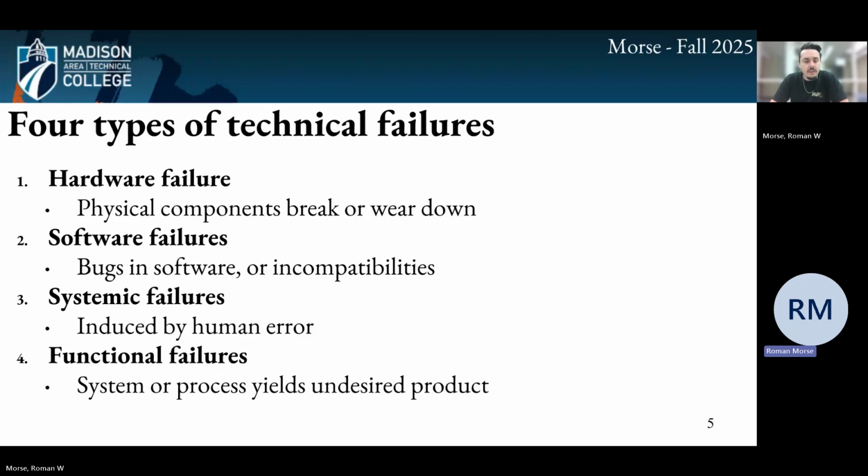Software failures occur due to bugs in the system, or incompatibilities between software. Systemic failures are introduced by humans, so this is just humans making errors. And functional failures are when the system or the process just yields an undesired product. Even though it may be producing some product, or it may be working, and it may not be completely limited in its capacity, it's not outputting the desired product or rate, whatever it is you're producing.